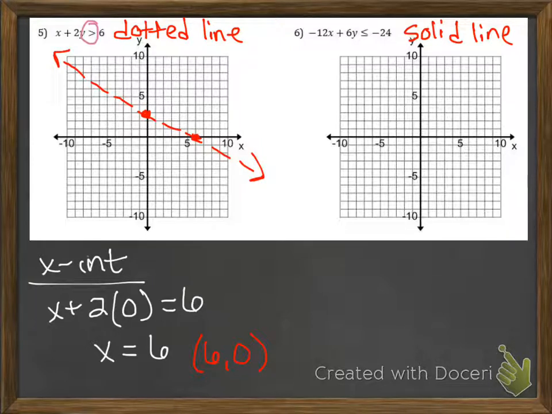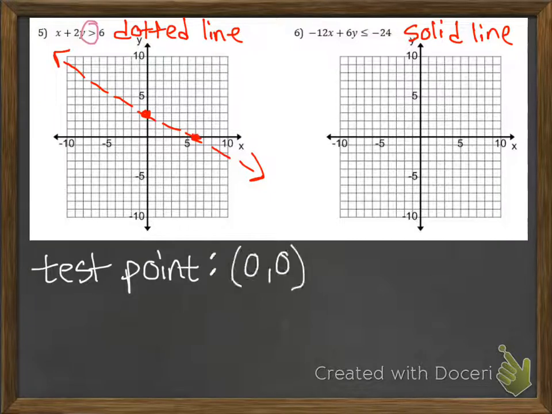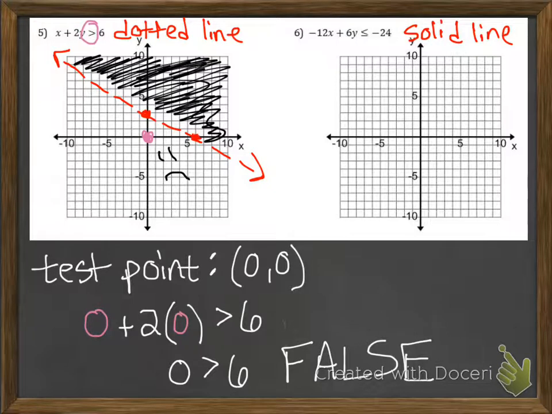And then the last thing I need to do for this is figure out which side to shade. Which side has all the xy points that make that equation be greater than 6. To figure that out, I'm going to use a test point. I'm going to go with 0, 0 because that's easy to plug in. So I put in 0 for x and 0 for y, and that gives me a statement that reads 0 is greater than 6. This is not true, so we would not shade the side with 0, 0. We would shade the other side of the line.